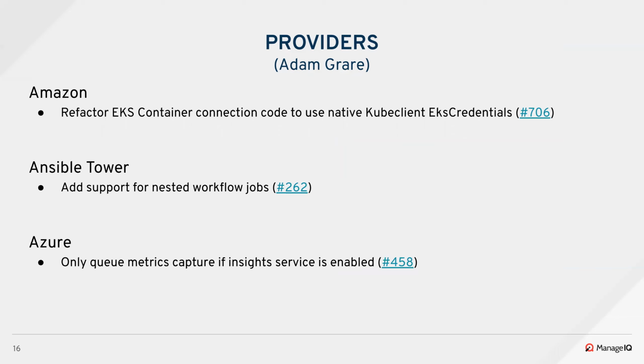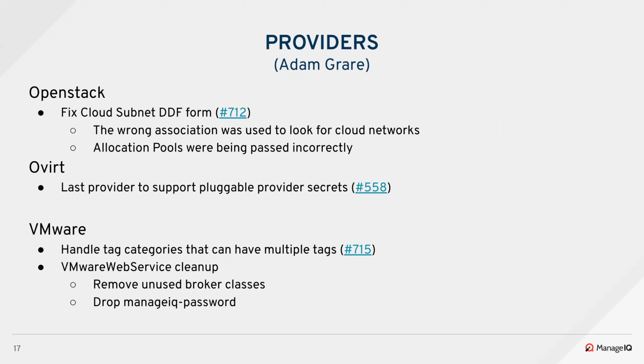OpenStack. As Kavya mentioned, the cloud subnet DDF form was quite complicated. David did a huge amount of work to get this working, and it ended up looking really nice. Initially, it was looking in the wrong collection for cloud networks, but we also found that allocation pools were being passed incorrectly, and it also wasn't pulling in the cloud tenant ID properly. As part of this, he also fixed a large number of bugs in the existing DDF form. Huge props to David for working through that. It ended up looking really good.